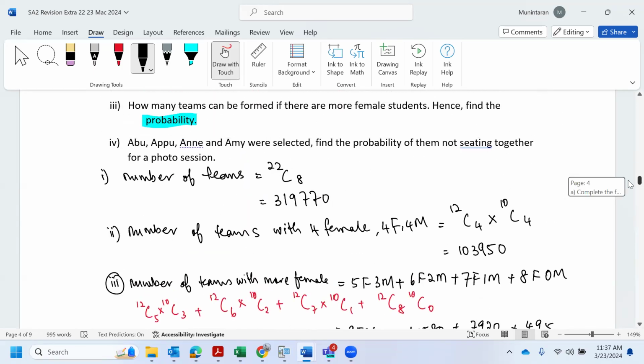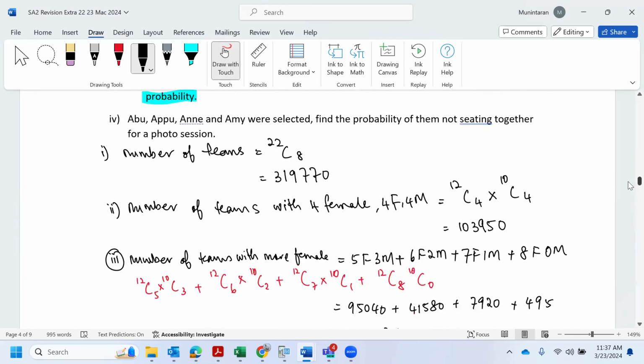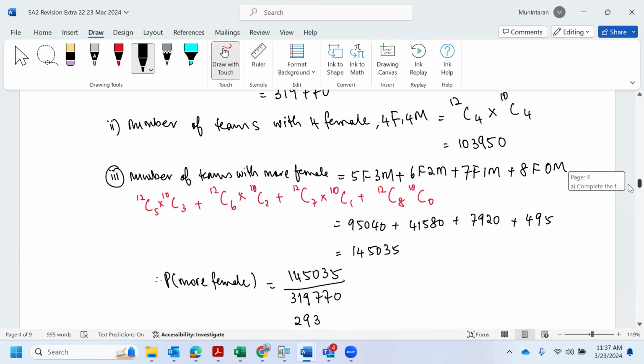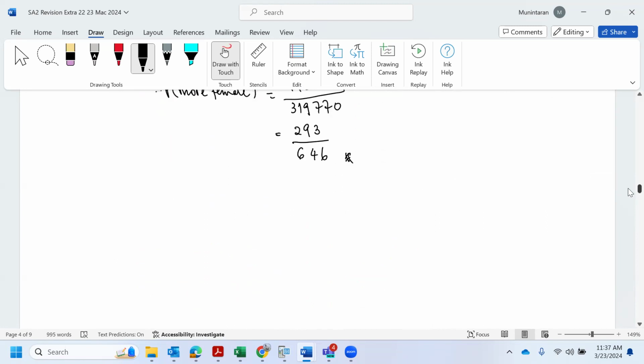Right. Next, they asked: there are 4 people, Abu, Apu, Annie and Amy, who were seated. Find the probability of them not sitting together for the photo session. Let's say this is a photo session, and assume everybody is sitting. It's rather easy for us to find sitting together first, rather than not sitting together, because there could be many possibilities.